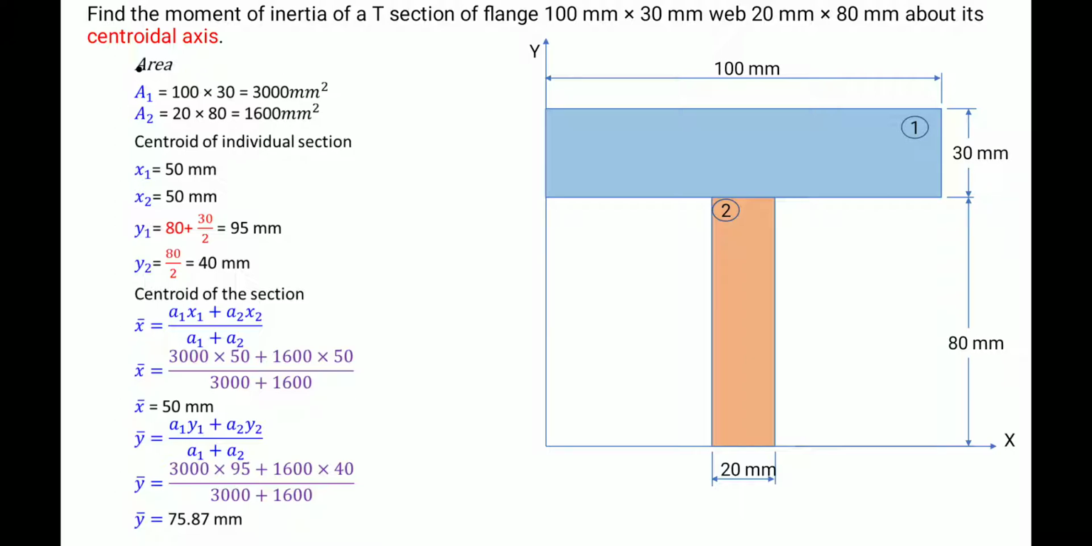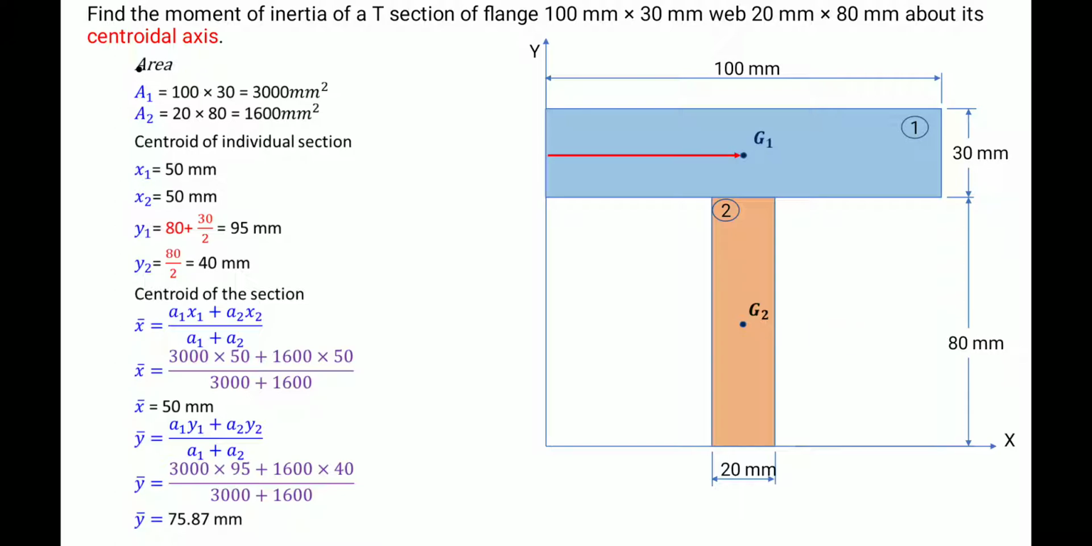Now we can find the values for each individual section. A1, area 1, is rectangle length into breadth, 100 into 30. Area 2 is 20 mm into 80 mm. After that, G1 is the local centroid of the first section, and G2 is the local centroid of the second section. Then we have to find x1, x2, y1, y2.